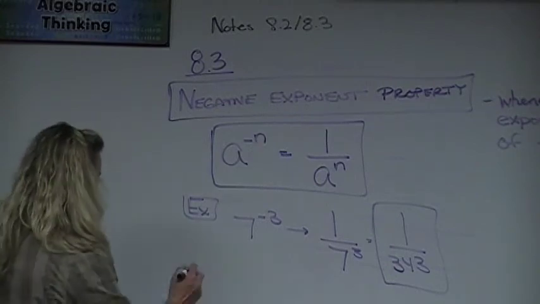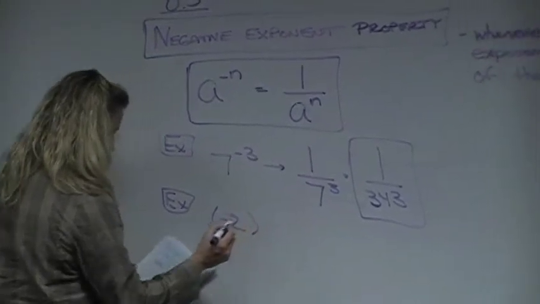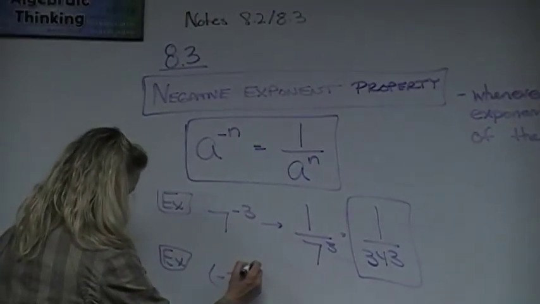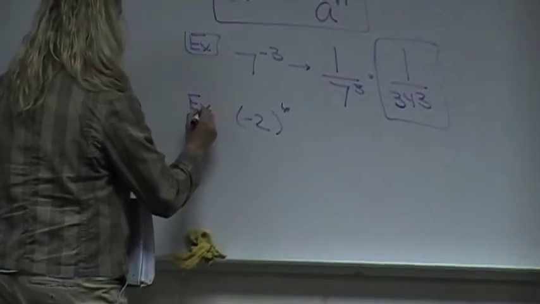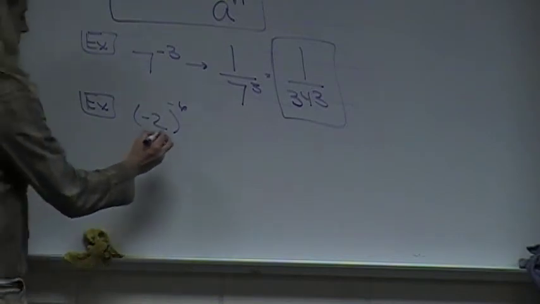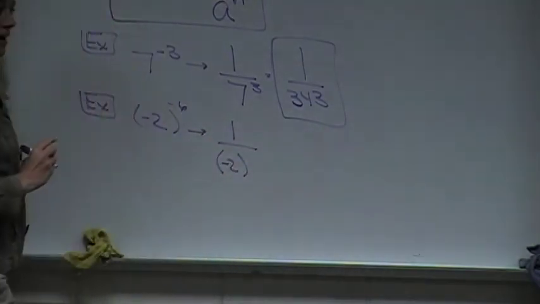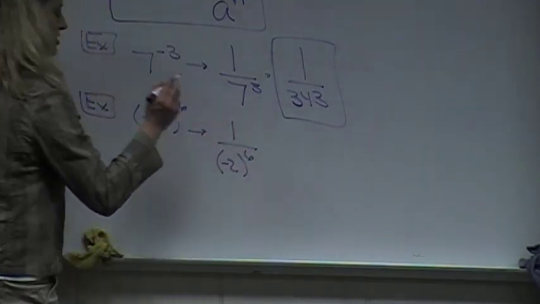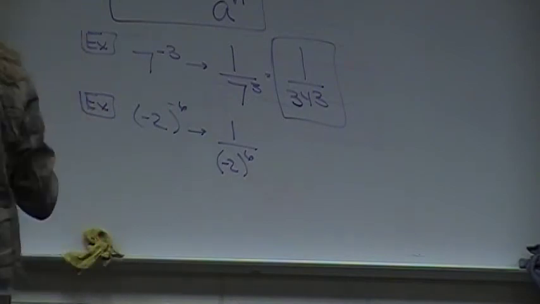How about negative 2 in parentheses to the negative 6th power? I'm sorry, negative 6th power. How do I rewrite this, class? 1 over what? Negative 2 in parentheses to what power now? 6. So as soon as we take the reciprocal of the base, what does it make the exponent? Positive. There's no more negative exponent anymore.